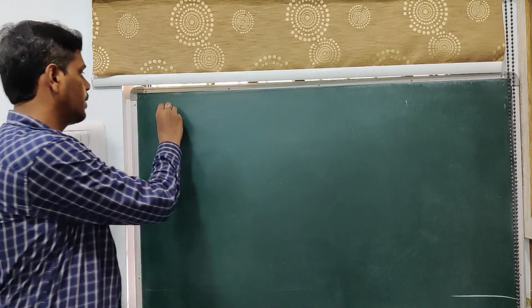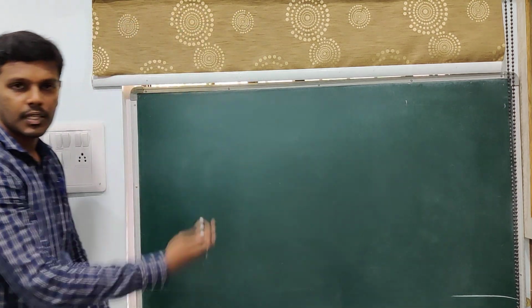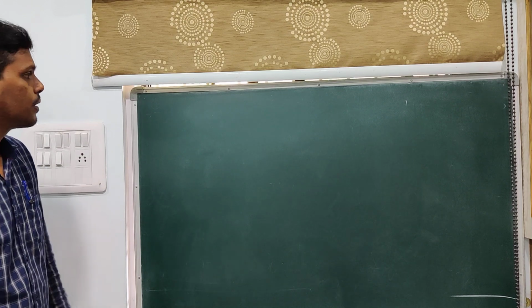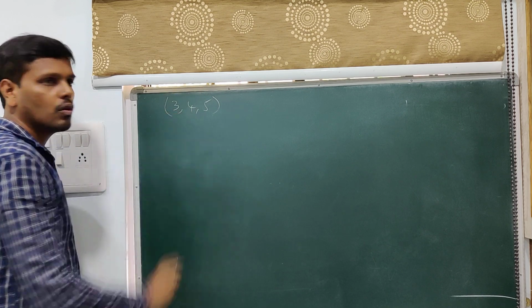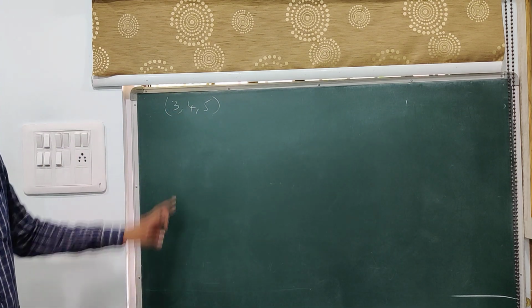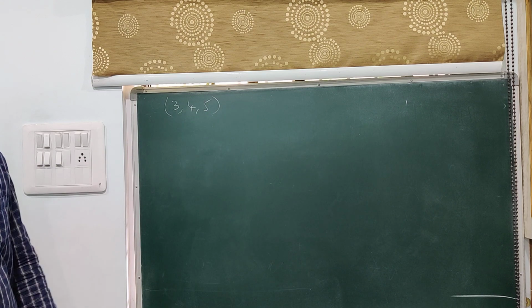So let us go about something called Pythagorean triplets, which you have already discussed in class 8. So let me recall that, and then I'll be moving further. Suppose say 3, 4, 5. Now 3, 4, 5 is called a Pythagorean triplet because the sum of squares of these two numbers will give you the square of the larger number.